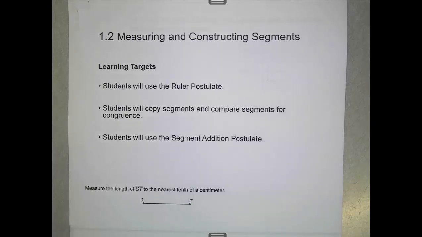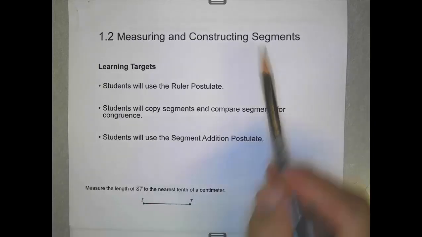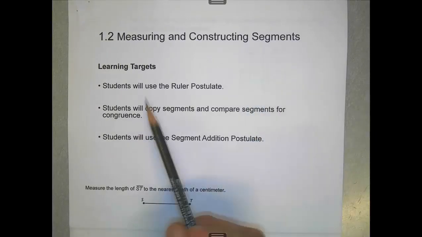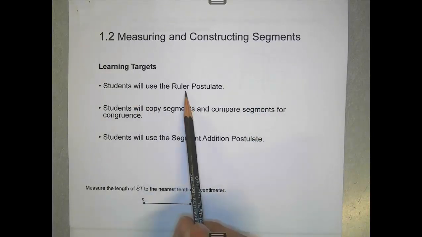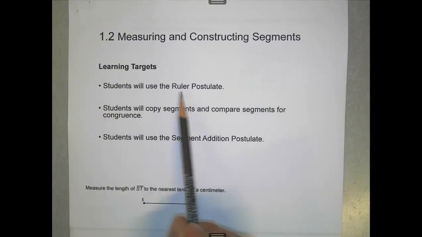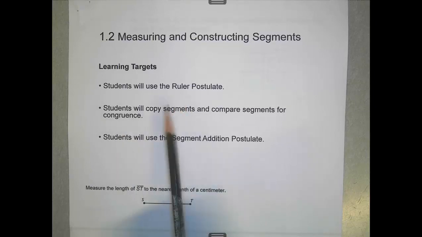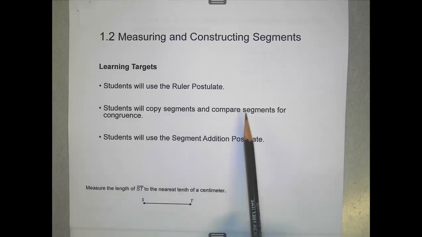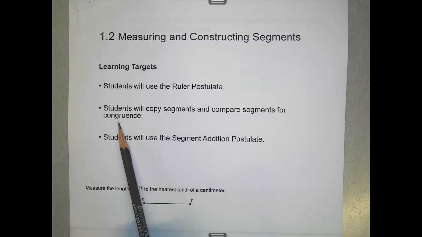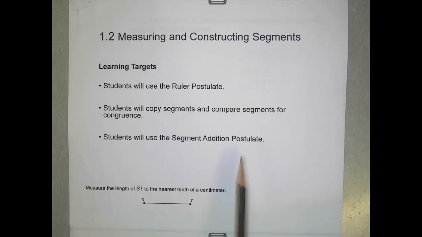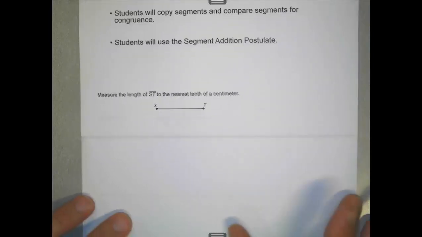Okay, geometry students, this is the second section, measuring and constructing segments. We're going to learn how to use the ruler postulate. Basically, we're going to learn how to use a ruler, which hopefully you already know. We are going to copy segments and compare segments for whether or not they're equal length or congruent, and we're going to use the segment addition postulate. So starting off pretty basic here with these geometry lessons.